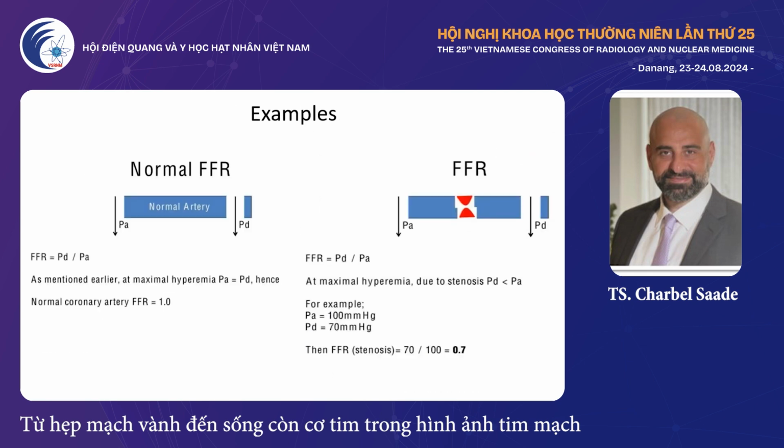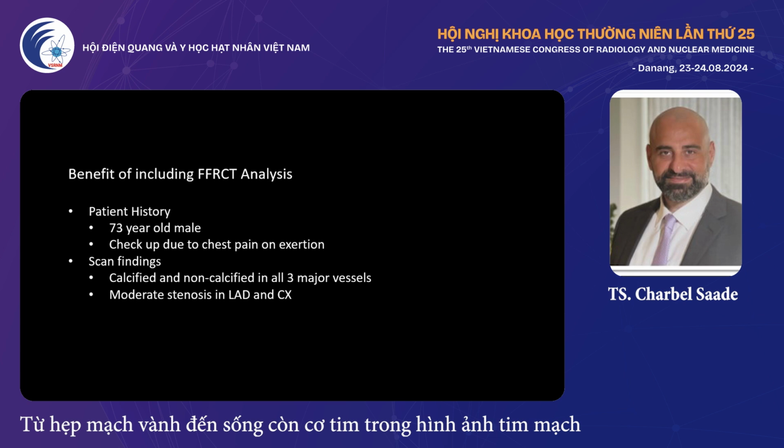Take a look at typical examples of a normal FFR versus an abnormal FFR. Here the stenosis is 70% and the FFR is 0.7. Here you have an FFR of 1, so definitely this will need PCI. Benefits of using FFR in CT.